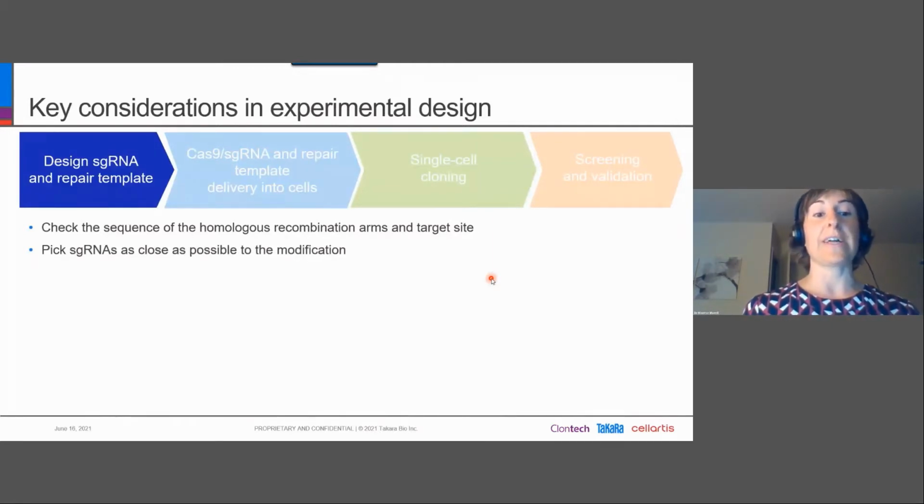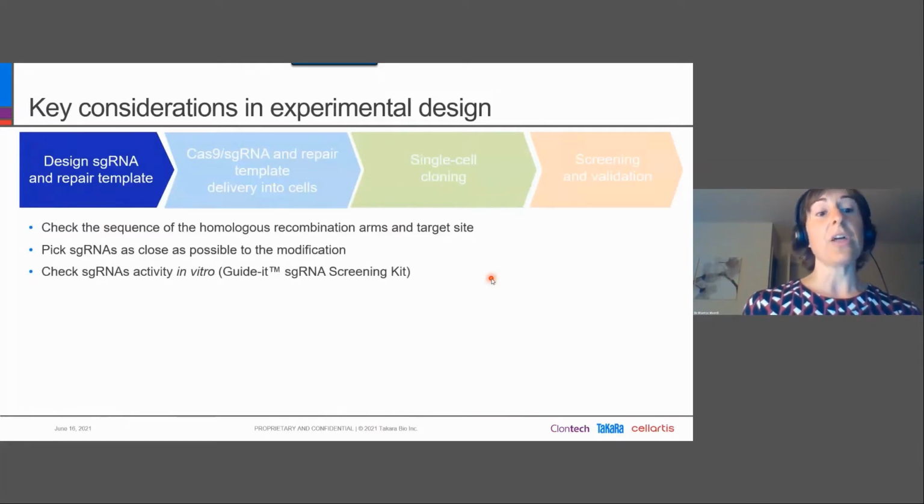Then you need to pick single guide RNAs as close as possible to the modification. This is especially important if you are introducing a SNP. You usually need to have the cut site of the single guide RNA 10 bases upstream or downstream. If you pick any guide RNA further away, then the efficiency of your HDR will actually decrease. Another good practice is actually to check the activity of the single guide RNAs in vitro. This first step can really rule out some guides that, due to their sequence, are not very active.